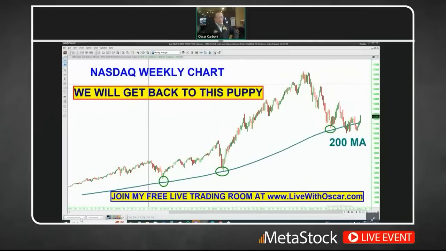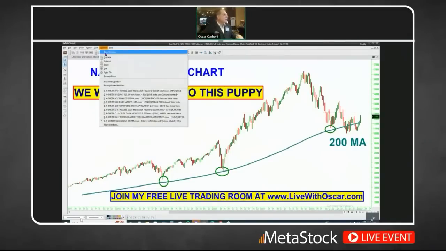The NASDAQ Weekly. We looked at this chart in our last presentation. And you know what? Let's get back to this puppy. That's why I wrote that. I looked at that last night and said, we'll get back to this at the end of the presentation. Let's go look at a couple more, and we'll come back to NASDAQ. What else is in our windows here?